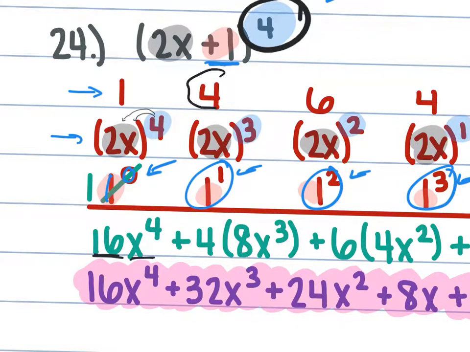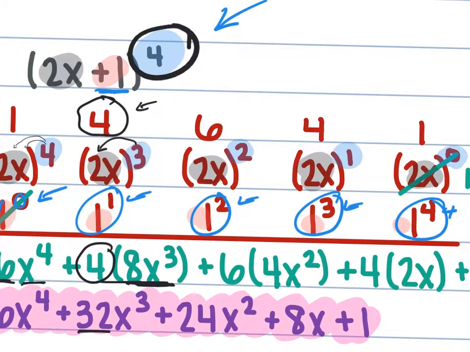On this next one, we've got 4 times, well, the 2 gets raised to the third power. 2 times 2 times 2 is? 8. And then we've got x times x times x, which is x to the third power. That's where this part came from, and the 4 came from right there. 4 times 8 gives me 32. That gives me 32x cubed.